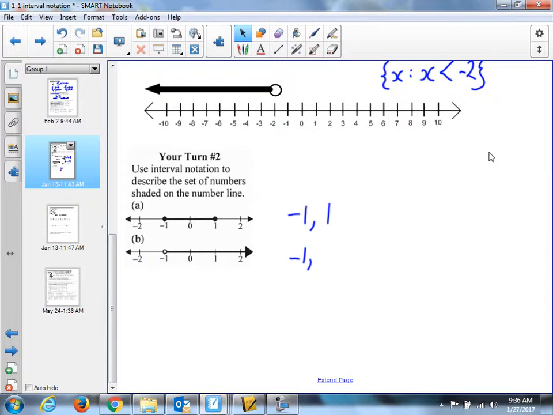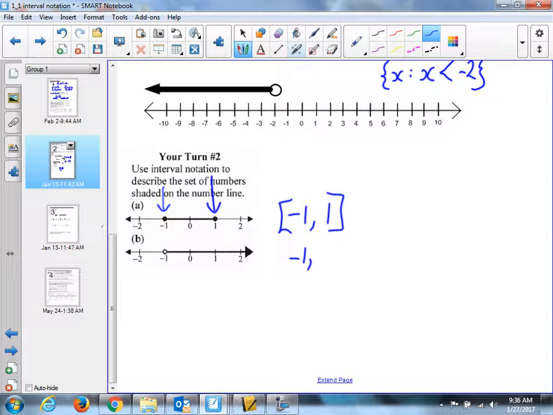Okay, we're back on. What kind of brackets do I need to indicate numbers between negative 1 and 1, but includes those endpoints? Squares. Now, this is called a closed set, by the way, or closed interval, because it has a definite start and a definite end point. Okay. It starts at negative 1, it ends at 1.